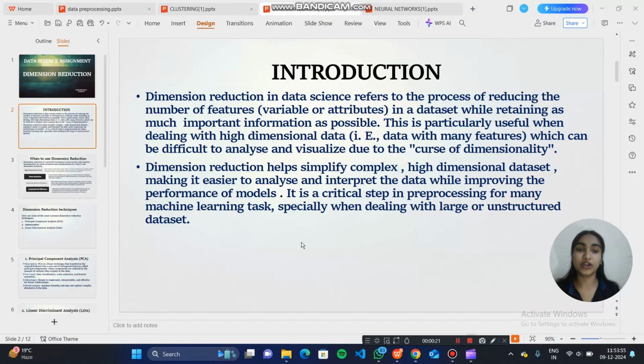It refers to the process of reducing the number of features in a dataset while retaining as much important information as possible. This is particularly useful when dealing with high dimensional data, which can be difficult to analyze and visualize due to the curse of dimensionality. Dimension reduction helps simplify complex, high dimensional datasets, making it easier to analyze and interpret the data while improving the performance of models. It is a critical step in pre-processing for many machine learning tasks, especially when dealing with large or unstructured datasets.